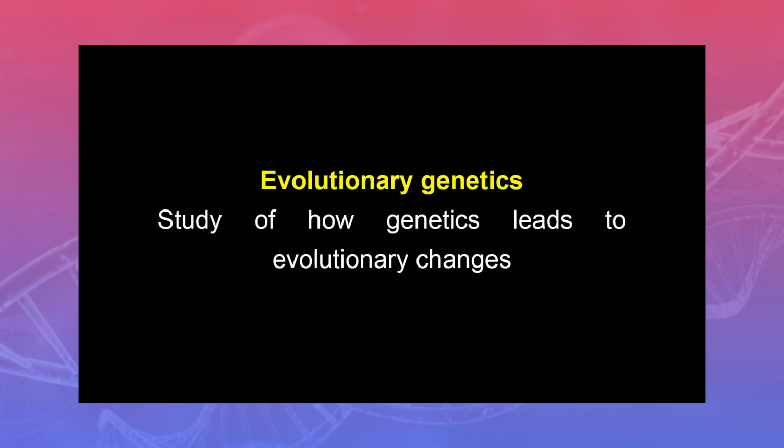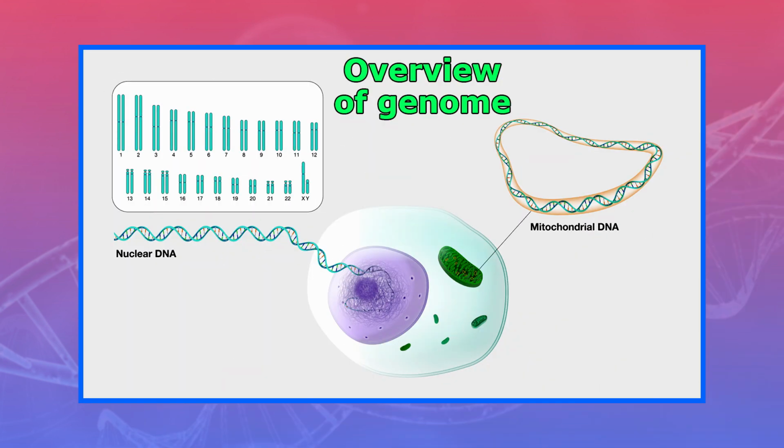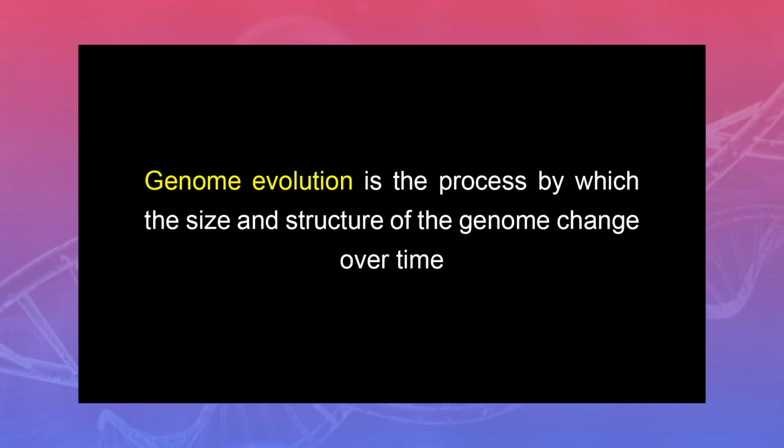Evolutionary genetics is the study of how genetics leads to evolutionary change. It involves studying the evolution of the structure of the genome. This is the sum of population genetics and evolution. Genome evolution is the process by which the size and structure of the genome change over time. The genome may develop through mutation, transduction, and horizontal gene transfer.